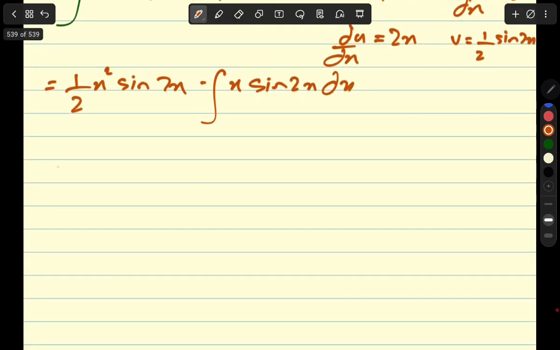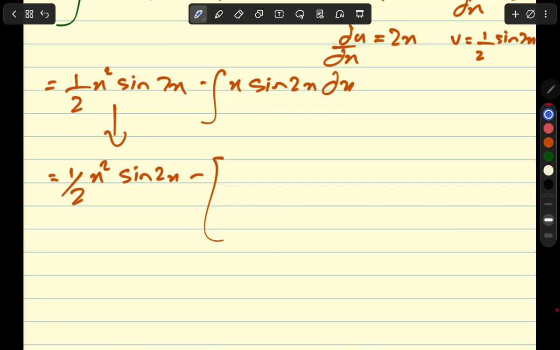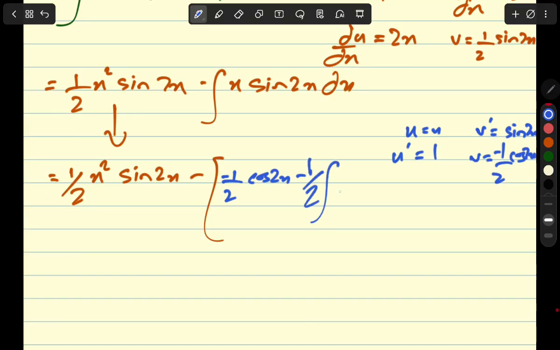So now I'm going to copy the first term down as it is, which is half x squared sine of 2x, and then I'm going to apply integration by parts again, where my u is going to become x, and u prime is equal to 1, and v prime is going to become sine of 2x, and v is going to become negative half cos of 2x, right? So this becomes negative half x cos of 2x minus integral of negative cos of 2x, so I'll put a plus here, cos of 2x.